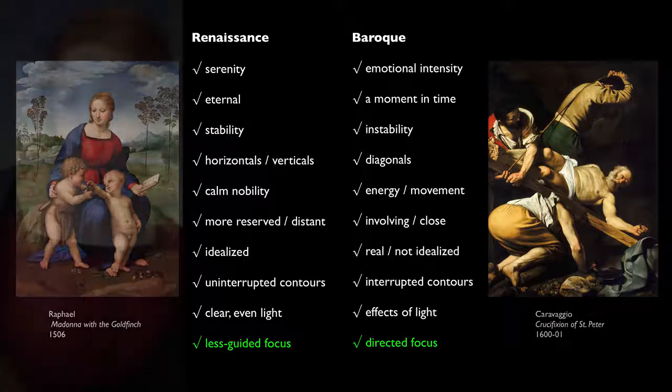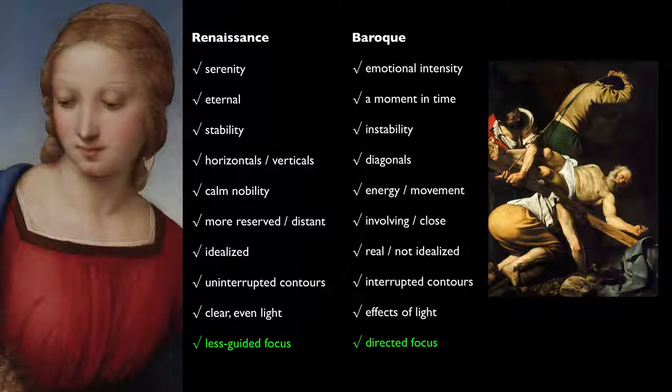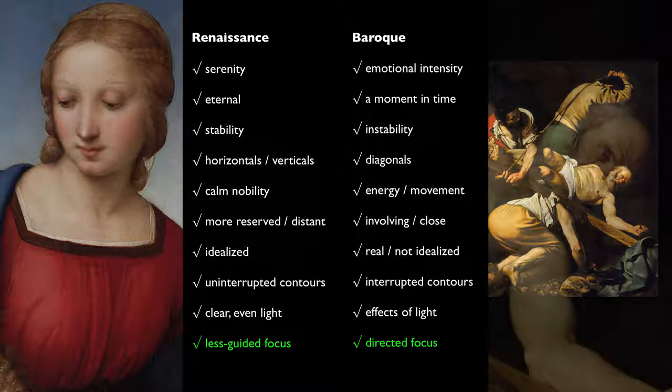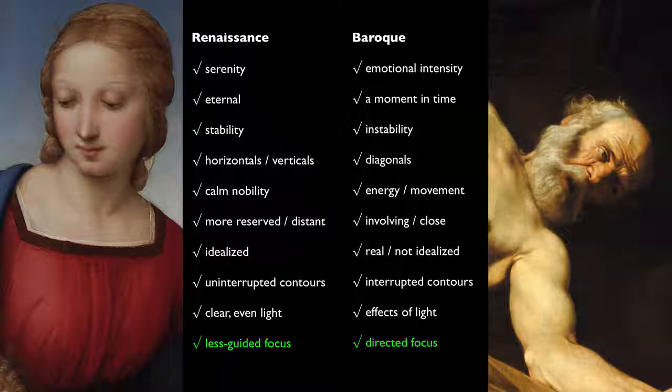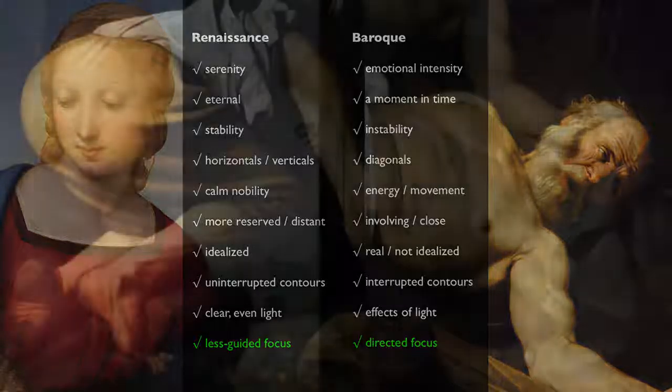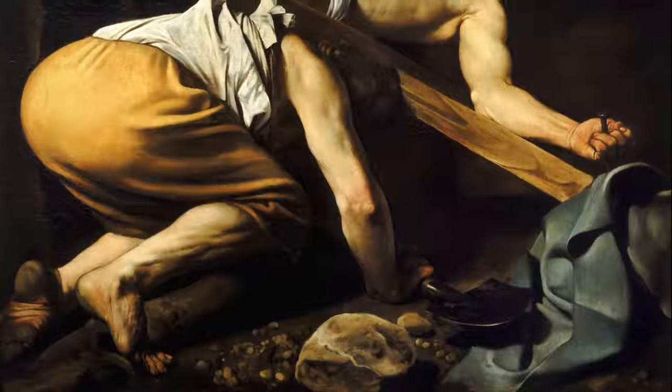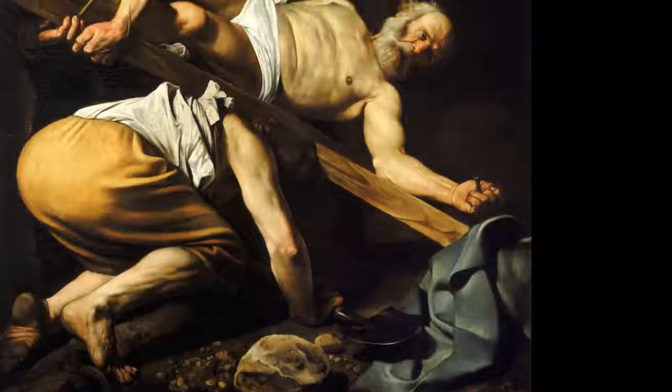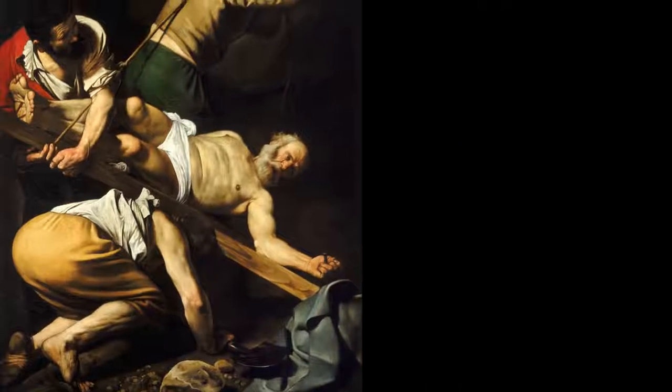Look at that beautiful face of the Madonna. She's not a particular person. She is the divine mother of God. But Peter is an actual individual that we're seeing. This is a particular man at a particular point in his life. And there's dirt and clothes that are disheveled. And this is much more of the real world than we ever see in the High Renaissance.